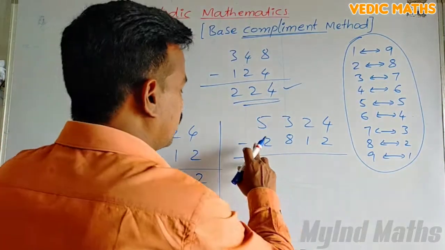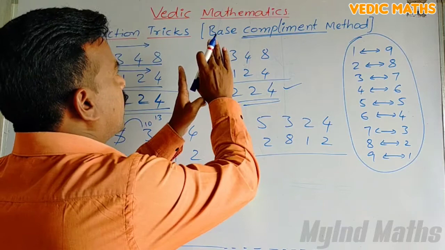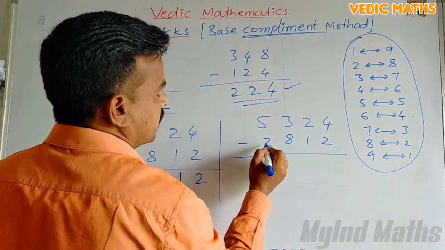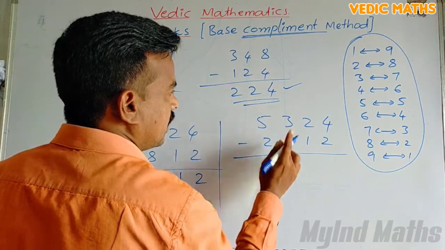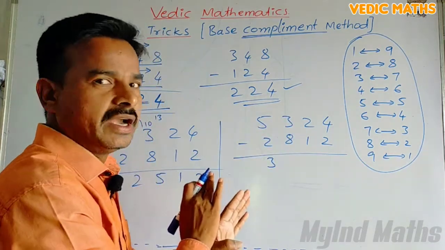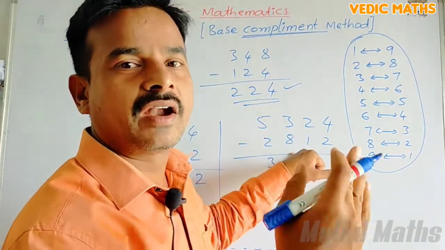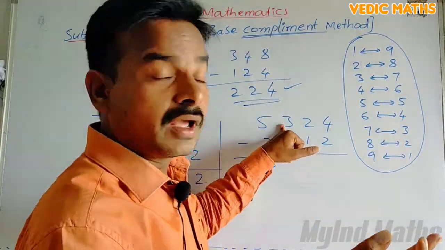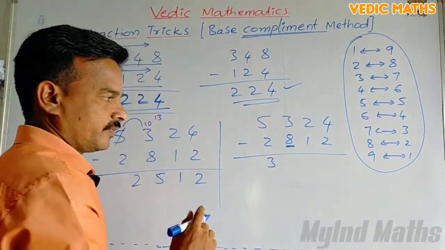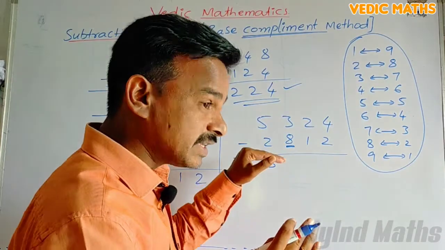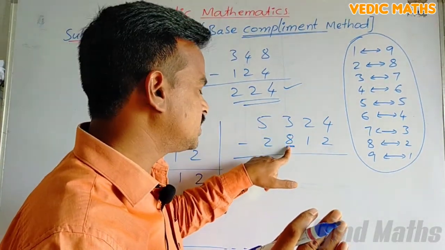And now we can do this. 5 minus 2. We write it by using the Vedic method. We start from the left side. 5 minus 2, 3. 3 minus 8. That means 8 is more than 3, so we cannot subtract 8 from 3. At this time, what is the base? The number which is in the second row is the base.